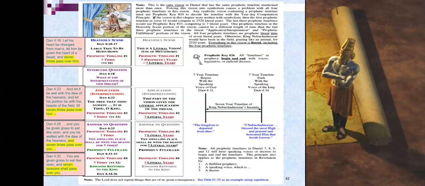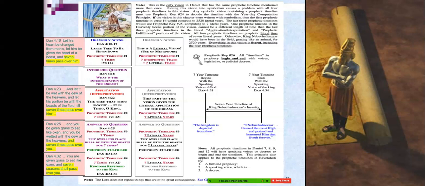Anybody? I want literal time. You can give it to me in days or you can give it to me in years. 2,555 days. Then you have to do, I think, 2,520. Yeah, 2,520. Is it 2,520 literal days or 2,520 literal years? Which one is it? Days? No. Years.